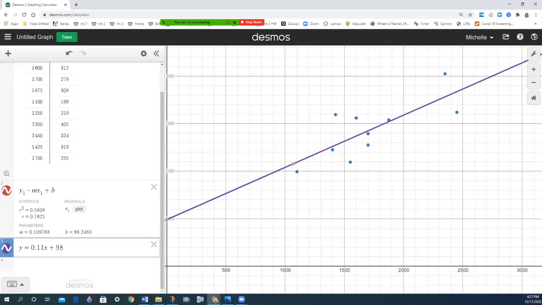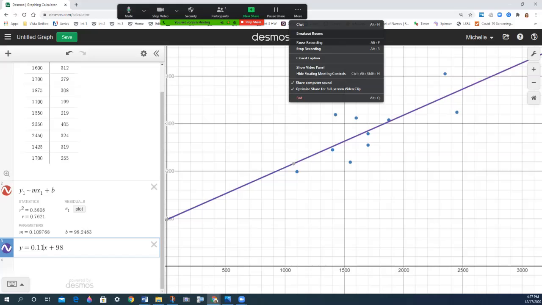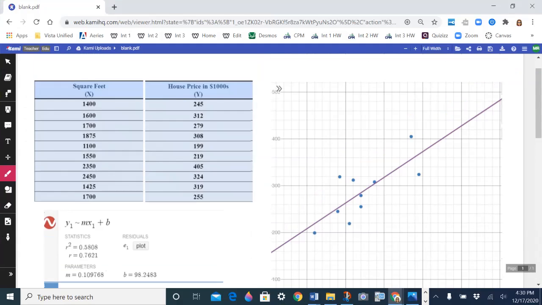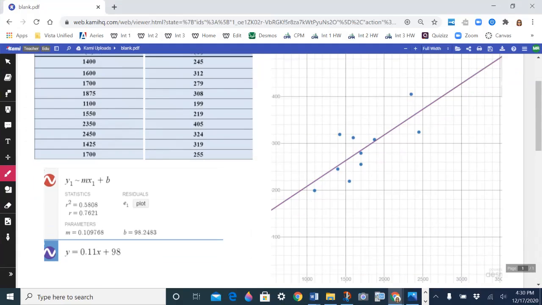Okay, so what I'm going to do now is put this onto my paper, and then I'm going to answer some questions. Let me pause for a second and do that. So I put the graph from Desmos here. I also put how I typed it into Desmos, y1 tilde mx1 plus b. And here it gave me this.